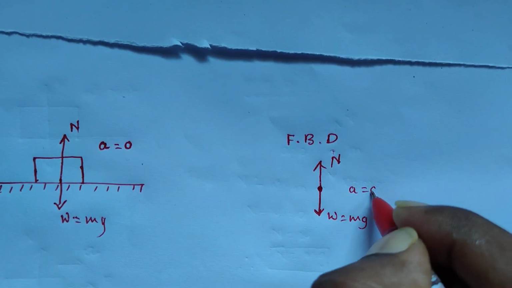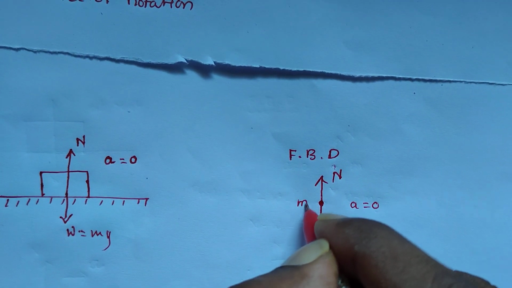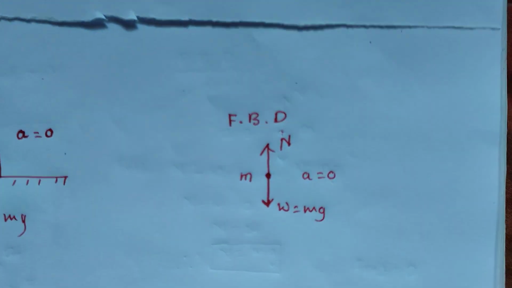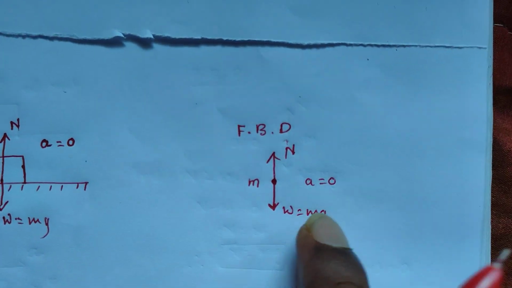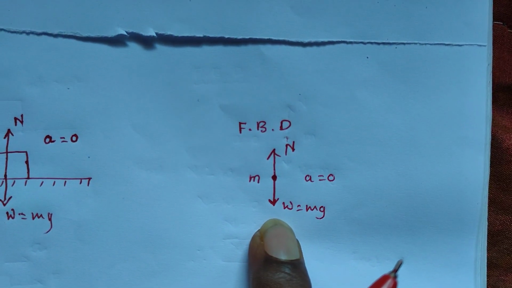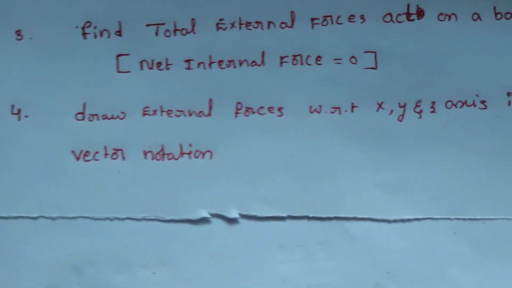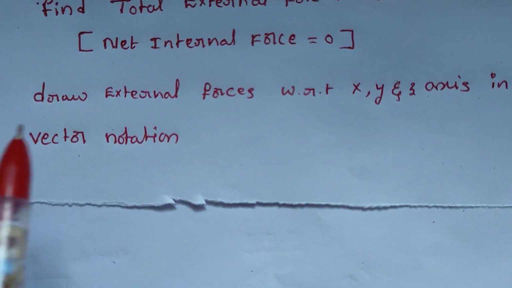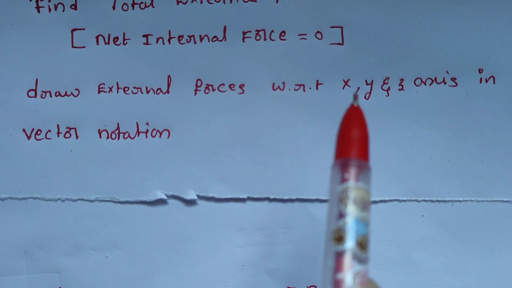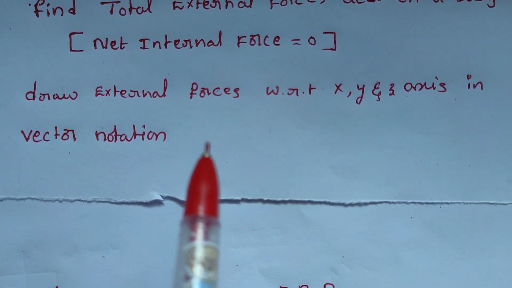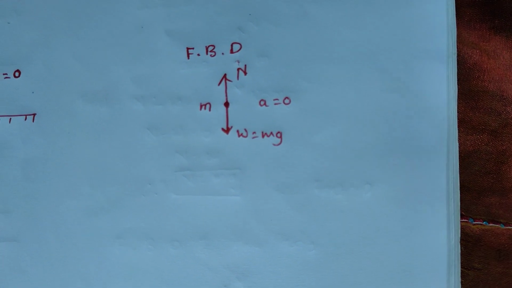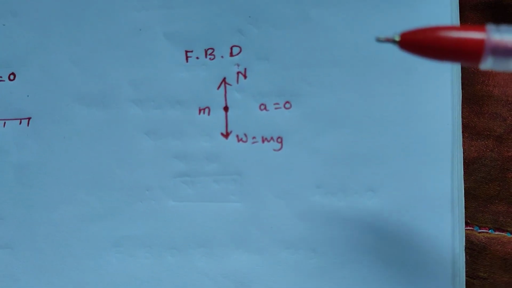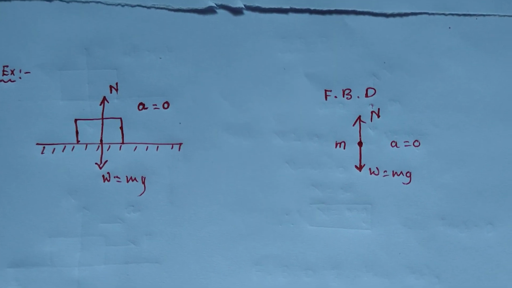Acceleration of the system a is equal to 0. The mass of the system is represented as a point mass. Here the normal and the weight of the body are represented with respect to the y axis. Understood? The fourth point we have to identify here: draw external forces with respect to x, y and z axis in vector notation. Okay? So we have to follow these four steps when drawing the free body diagram.